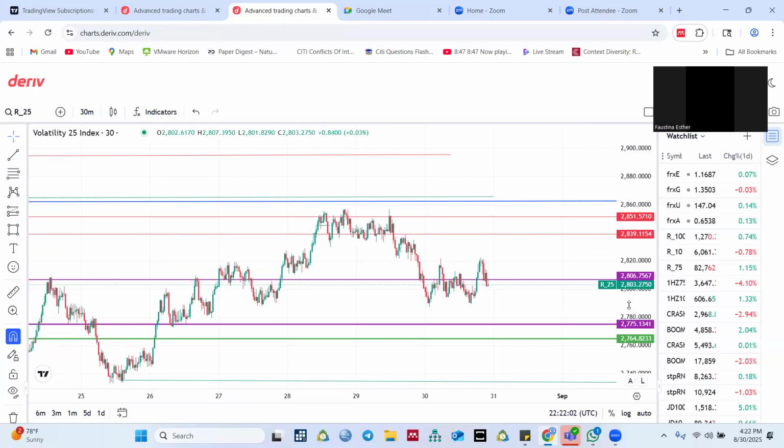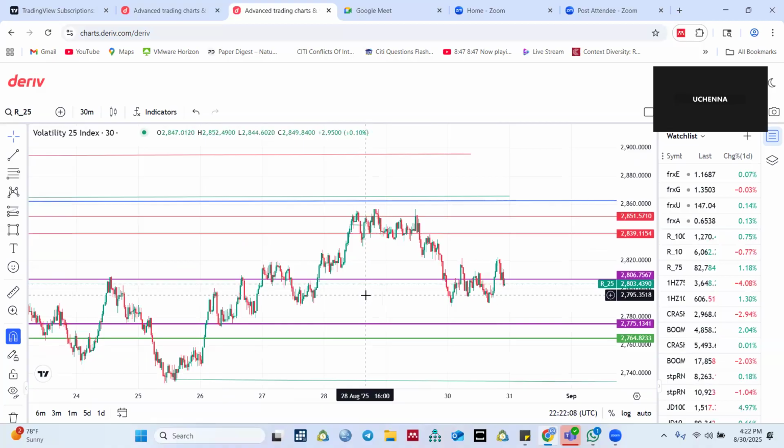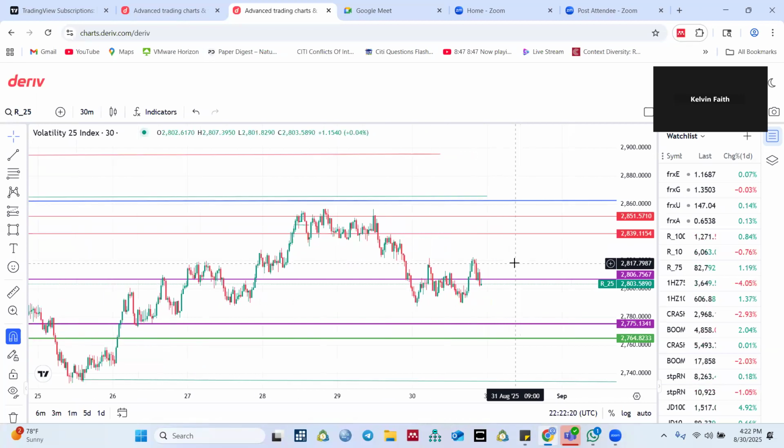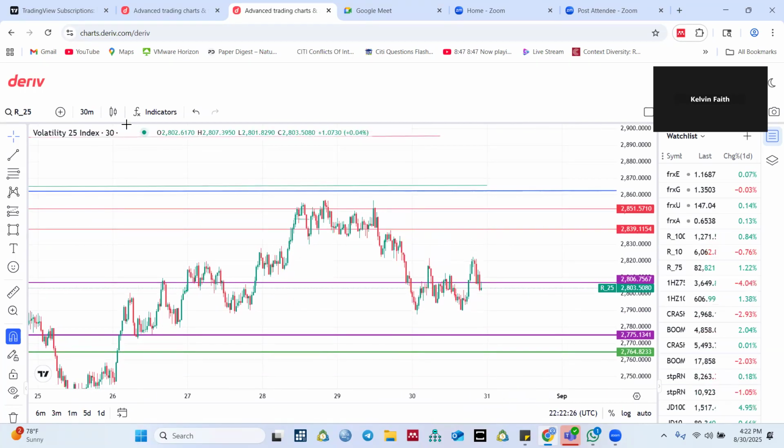What time is it in the UK right now? 11:20. Okay, so at 12 o'clock or 1, I think 12 or 1, something like that, there should be a new daily candle. So we have like 1 hour and something for a new daily candle to open. So let's see how this current daily candle will close.